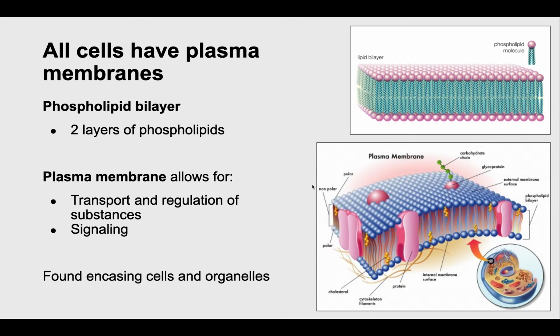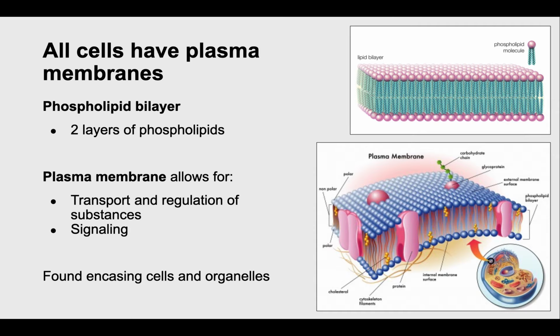We typically call this phospholipid bilayer the plasma membrane. That's the membrane that surrounds the entire cell. And this plasma membrane is important because it allows for transport and regulation of substances. We can transport different molecules into the cell, but it can also regulate which molecules it wants to take in. So it might not allow just everything to come into the cell. It might have some gates to say, nope, we don't want this molecule right now. That one's going to stay outside of my cell. So there's regulation going on.